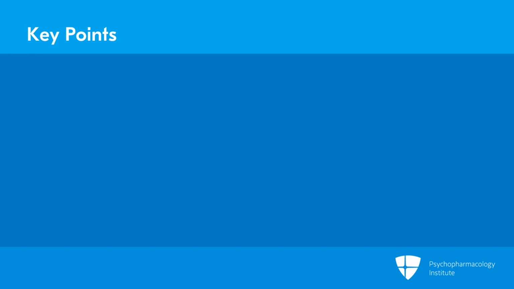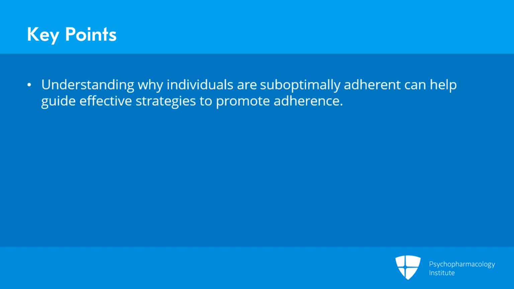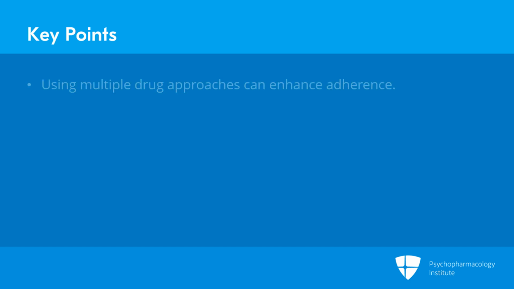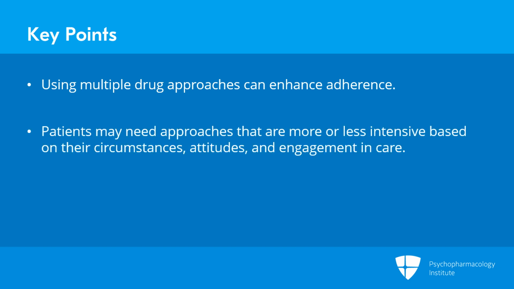Key points in this section is that understanding why individuals are suboptimally adherent can help guide effective strategies to promote adherence. Just as there is no one-size-fits-all reason for poor adherence, there is no one-size-fits-all way to improve adherence. Using multiple approaches, such as providing drug formulations that minimize having to remember to take medications and building in reminders or cues to tie medication taking into daily routines, can all enhance adherence. And patients may need approaches that are more or less intensive based on their personal circumstances, attitudes toward both medications and treatment, and their engagement in care.